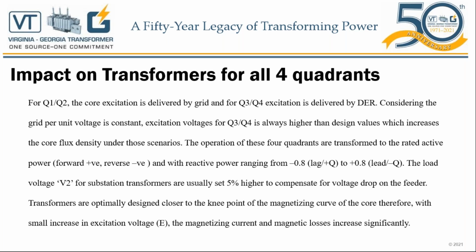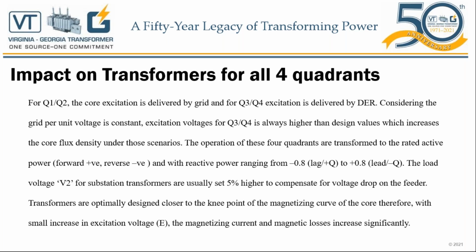The operation of these four quadrants is transformed to the rated active power, forward positive and reverse negative, and with reactive power ranging from -8 lagging to +8 leading, the load voltage V2 for substation transformers is usually set 5% higher to compensate for voltage drop on the feeder.